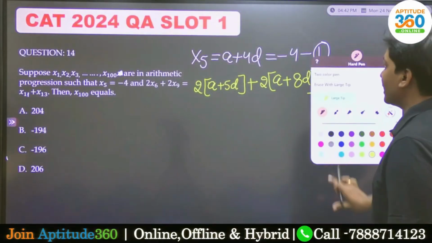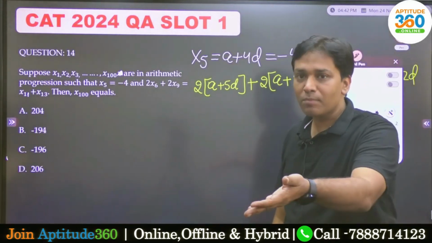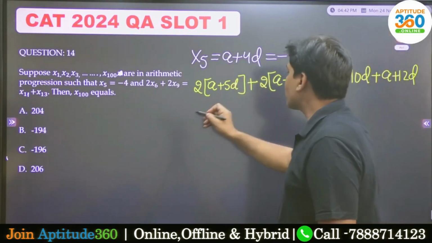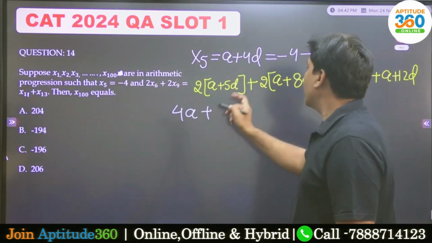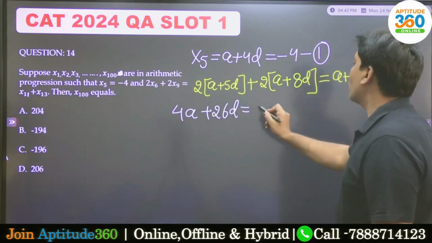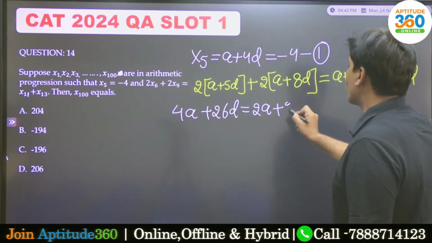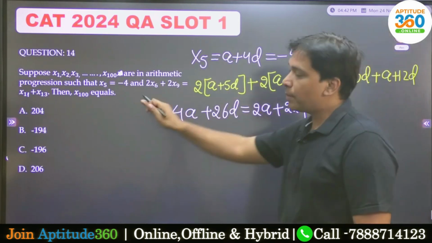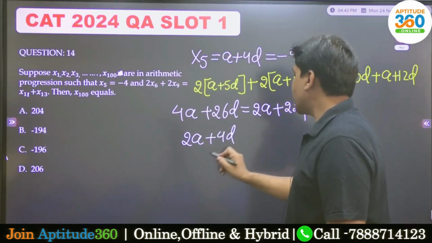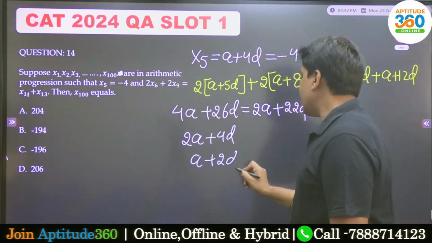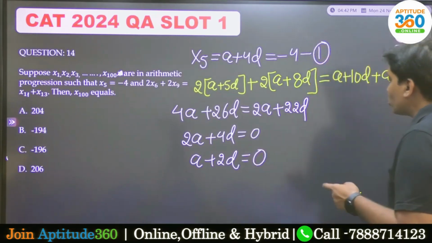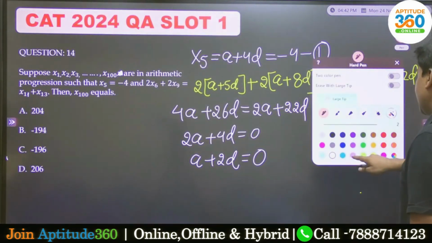And if you understand this, you will have another equation in terms of a and d, and you have one here. So from here you can find out a and d. That is going to be 4 times a plus 26 times d equals 2 times a plus 22 times d. Take all of them to one side of the equality. It will be 2 times a plus 4 times d, which is a plus 2d, equal to 0, right? So you have found another equation in terms of a and d.